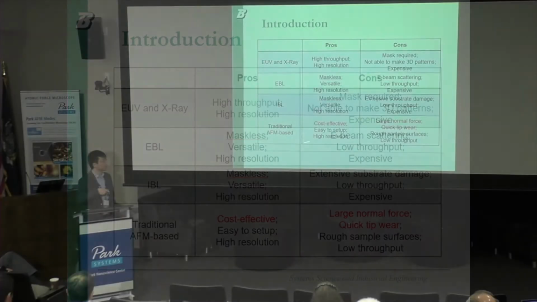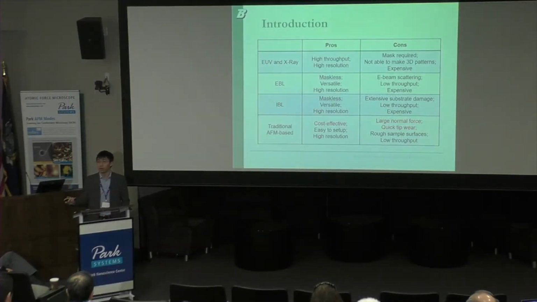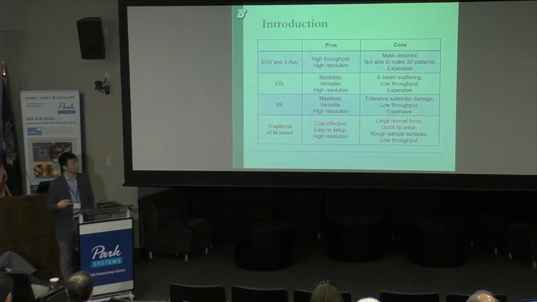If we want to use this for, let's say, mask manufacturing for photolithography or for other things, the mask fidelity may not be maintained very well because of tip wear caused by the large force. So what we want to do is overcome these barriers and try to improve tip-based nanomanufacturing.